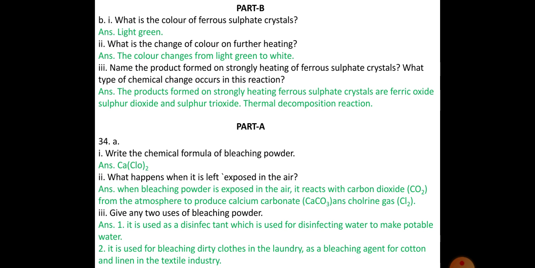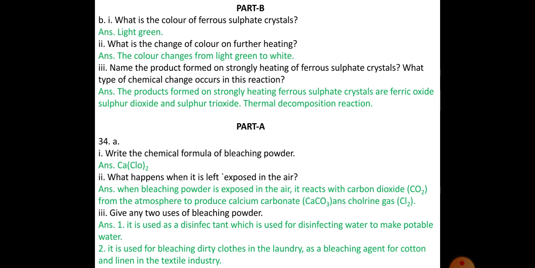What is the color of the ferrous sulfate crystal? That will be light green. What is the change in color on further heating? Means if we heat further, then what will be the color? The color changes from light green to white.